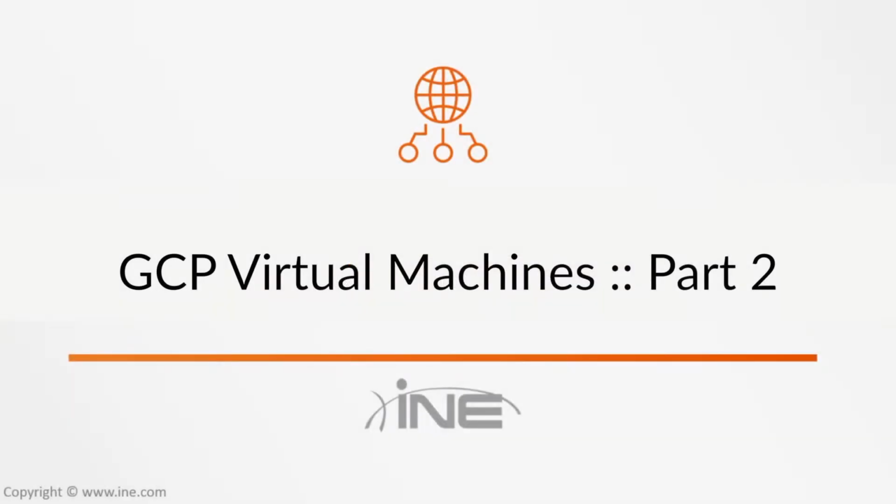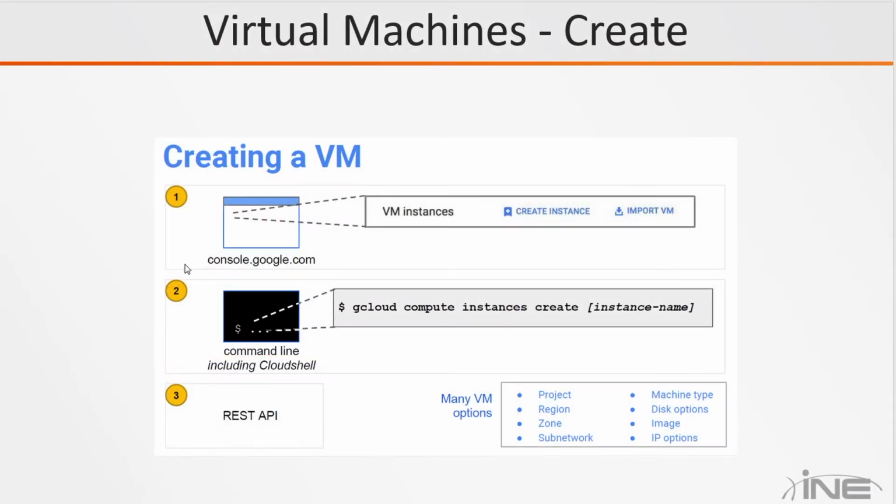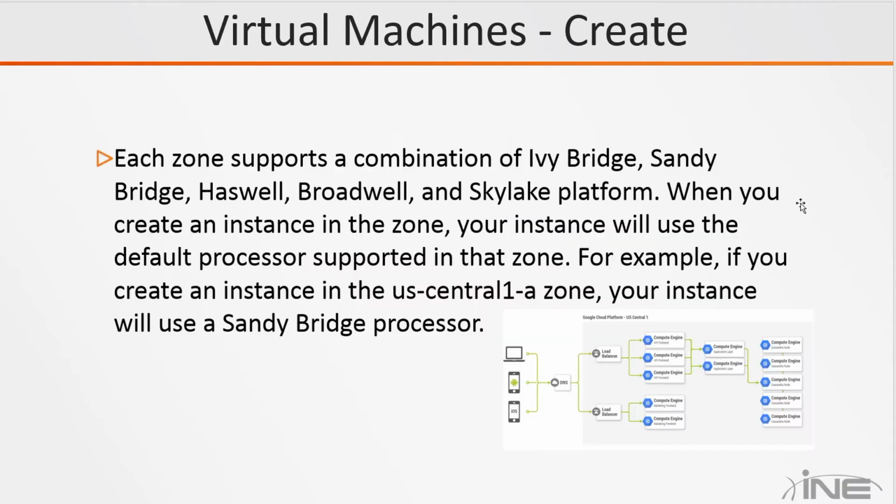So remember that there's 3 different ways to create a VM. It's via the console, via the command line in the Cloud Shell, or via the REST API. So one of the other factors you may want to consider is that when you create a VM, if you need that VM to be mobile or to support a specific capability, like you need a specific amount of compute power, or you need a specific processor type, you need to look at what is available in that zone.